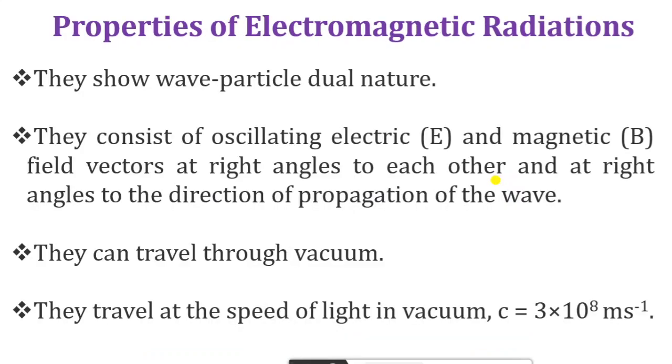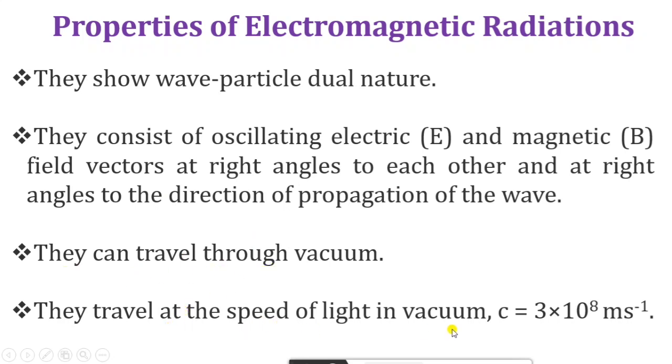So if you think about the properties of electromagnetic radiations, they show wave-particle dual nature. An electromagnetic radiation has wave nature as well as particle nature, and it consists of oscillating electric and magnetic field vectors at right angles to each other and at right angles to the direction of propagation of the wave. They can travel through vacuum.